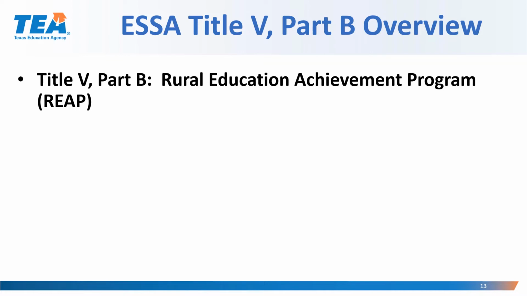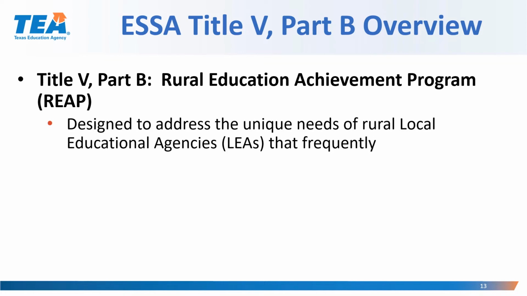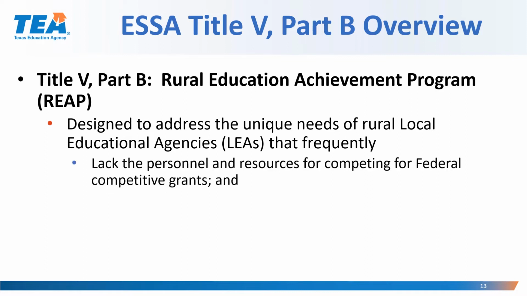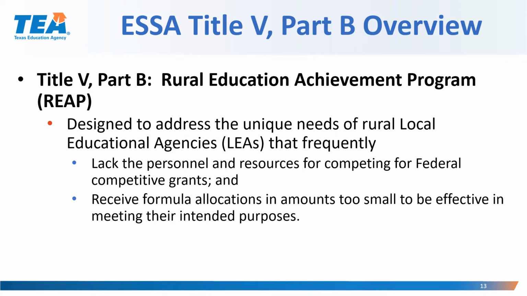Title V Part B, or the Rural Education Achievement Program, or REAP, is designed to address the unique needs of rural local education agencies that frequently lack the personnel and resources for competing for federal competitive grants and receive formula allocations in amounts too small to be effective in meeting the intended purposes. As you can see, the goal of this program is to provide a level field for LEAs that see additional challenges because of their location or the amount of funds that they receive.